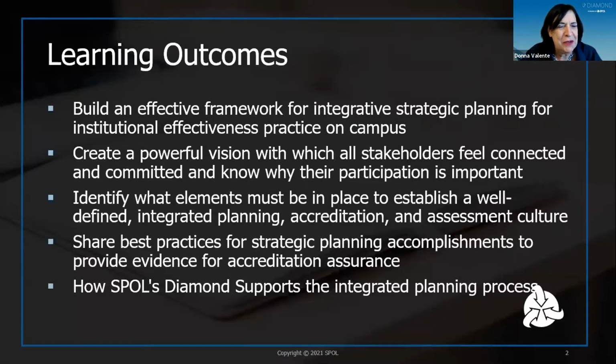Today's learning outcomes are to build an effective framework for integrative strategic planning for institutional effectiveness practice on campus, create a powerful vision with which all stakeholders feel connected and committed to why they are participating and why it's so important, identify what elements must be in place to establish a well-defined integrated planning, accreditation, and assessment culture, and share best practices around strategic planning accomplishments to provide evidence for accreditation assurance.